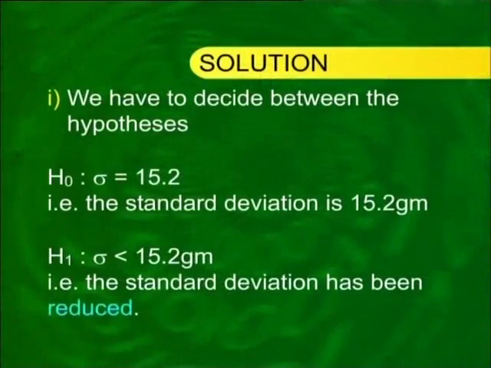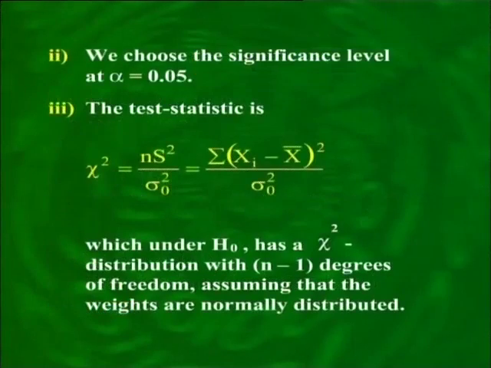As you see on the screen, step 1 is the null and the alternative hypothesis. H naught, sigma is equal to 15.2 gram. That is, the standard deviation is still the same as before. And H1, that sigma is less than 15.2 gram. In other words, the standard deviation has reduced. Step 2 is the level of significance, and we may set it as 5%.